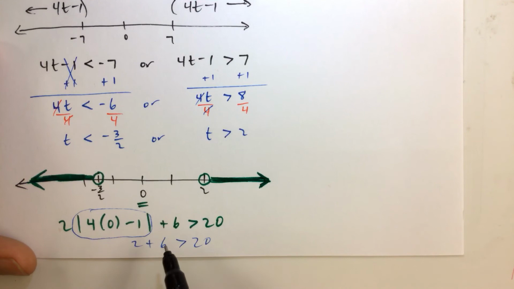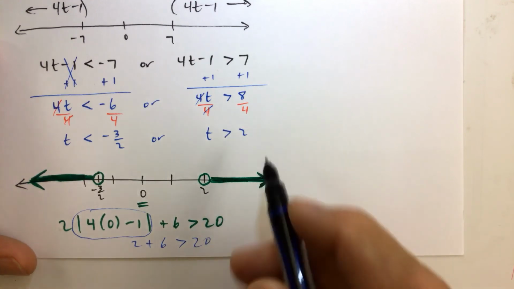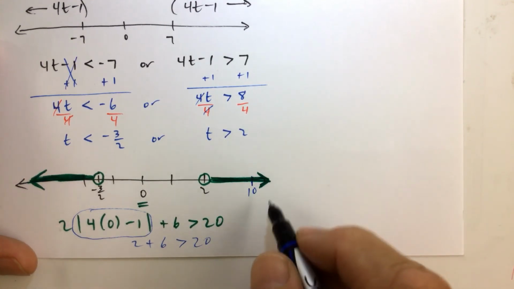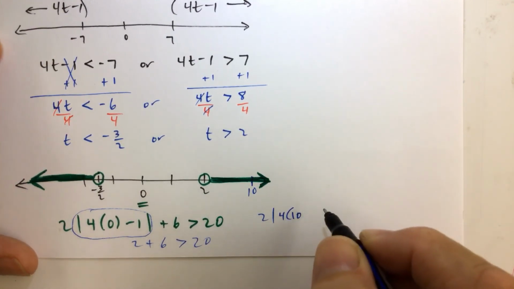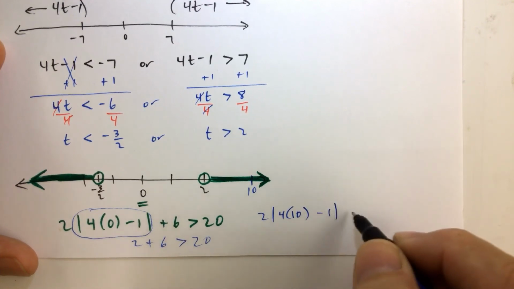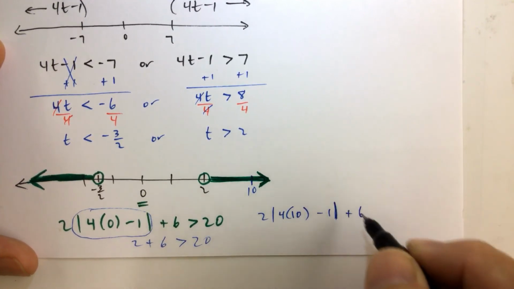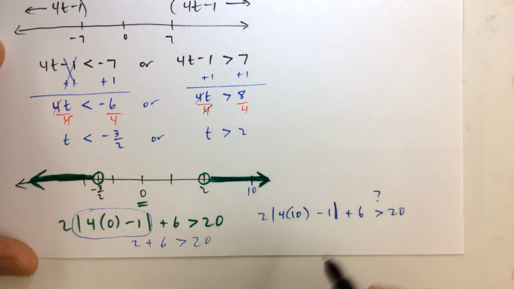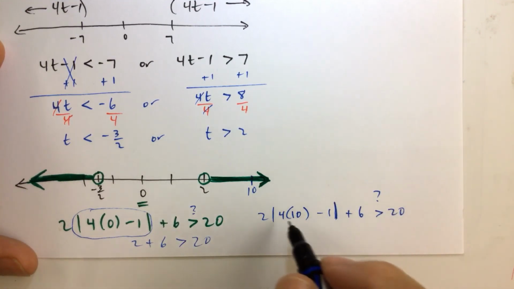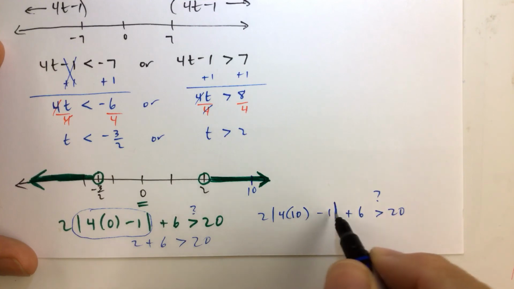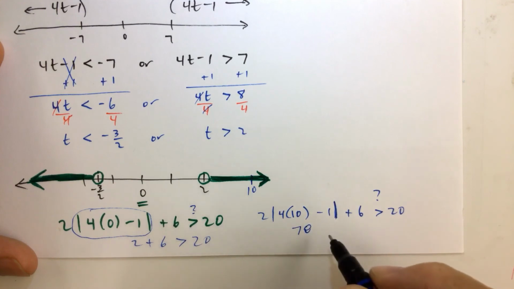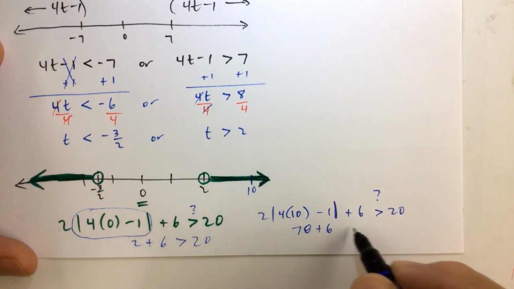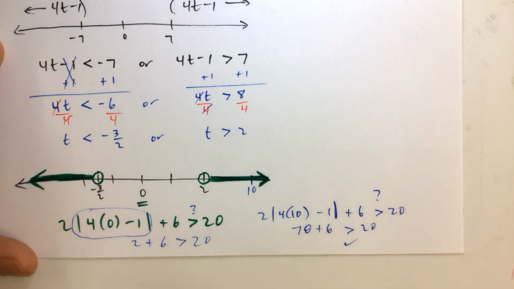Well, let's pick a number that we did shade. Let's pick 10. So we shaded 10, certainly. And if we shaded 10, that means that 10 should make the statement true. So if we replace t with 10, let's see if we add 6 to that, if we get something that's greater than 20. That's the question. So 4 times 10 is 40. 40 minus 1 is 39. 2 times 39 is 78. And then 78 plus 6 certainly is greater than 20. Check. So we shaded 10 because 10 makes the statement true.